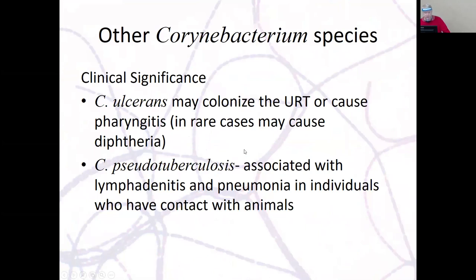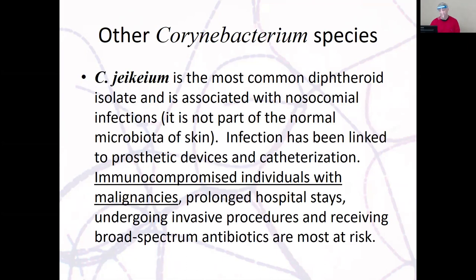We have some other clinically significant species of Corynebacterium. Corynebacterium ulcerans may colonize the upper respiratory tract and cause sore throat, and in rare cases may cause diphtheria. Corynebacterium pseudotuberculosis is associated with lymphadenitis and pneumonia in individuals who have contact with animals. We have Corynebacterium. Let's go.